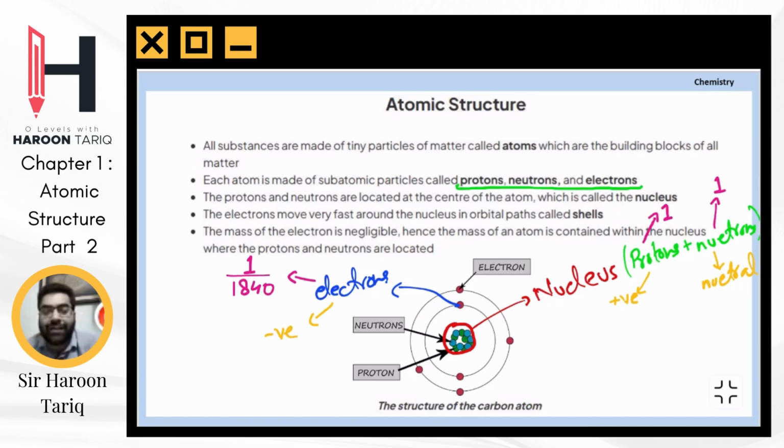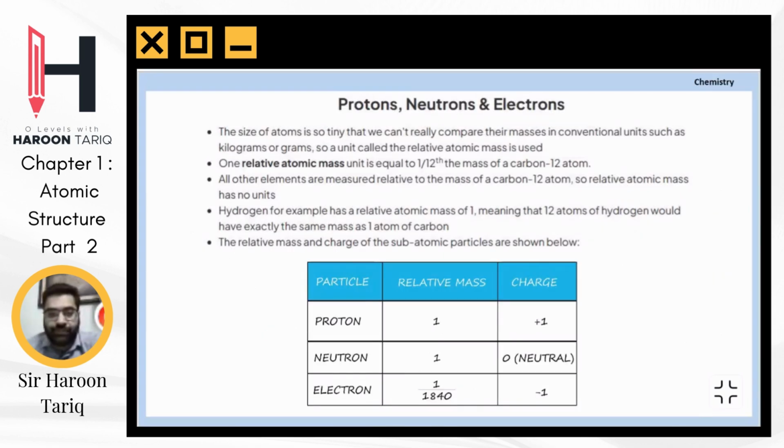So this is what the structure of the atom is. In the central part, we have the nucleus, which has protons and neutrons. Outside the nucleus, we have energy levels or shells. In those shells, we have electrons. This is known as the energy level, or we sometimes call it shells as well. You are expected to know this table, which we just discussed. Proton relative mass 1, neutron relative mass 1, electron 1/1840, negligible, close to no mass. The charges: proton +1, electron -1, neutron 0 charge.